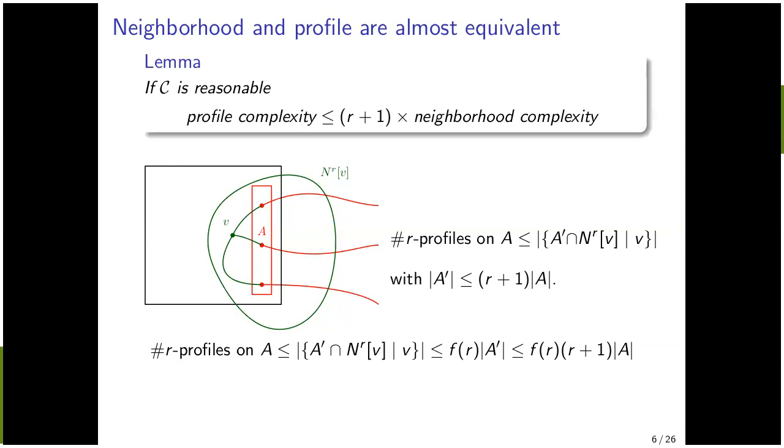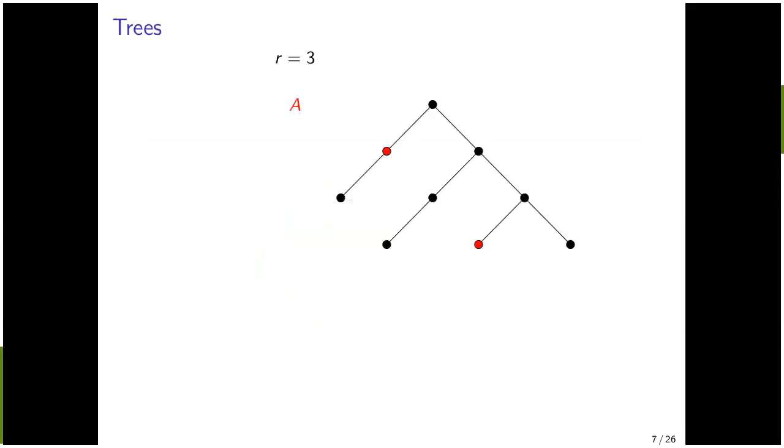So from a bound on the neighborhood complexity, we obtain a bound on the profile complexity. And up to a factor of R, these two notions are equivalent. Okay, so it will be more convenient to work on profile complexity, and we will see later why.